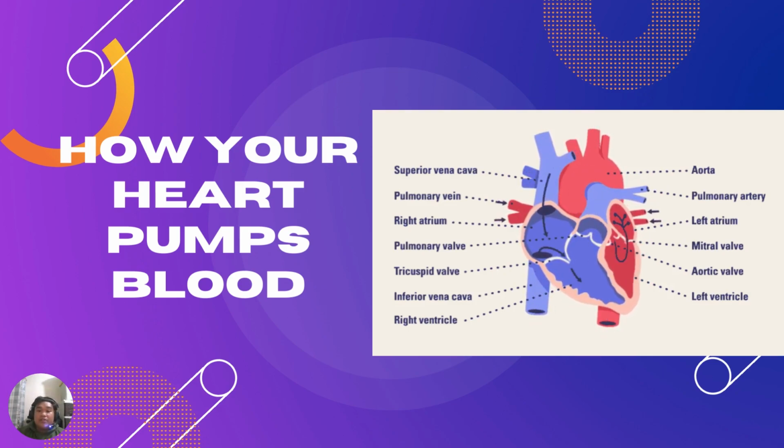Oxygenated blood from the lungs returns to the heart through the pulmonary veins and enters the left atrium. The blood then flows into the left ventricle, which pumps it out to the body through the aorta.